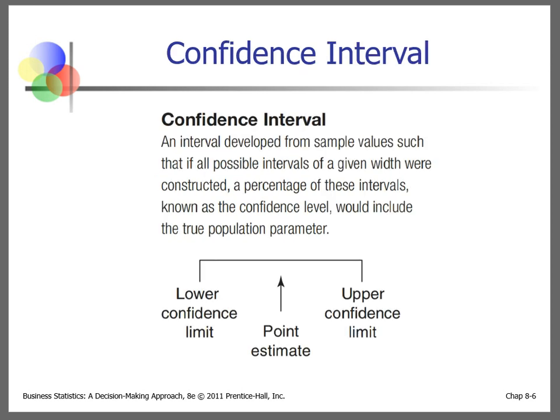Now, to overcome the sampling error problem with point estimates, the most common procedure is to calculate an interval known as a confidence interval. A confidence interval is a range from the lower to the upper confidence limit where the true population parameter resides. It answers the question, how much uncertainty is associated with a point estimate of a population parameter?